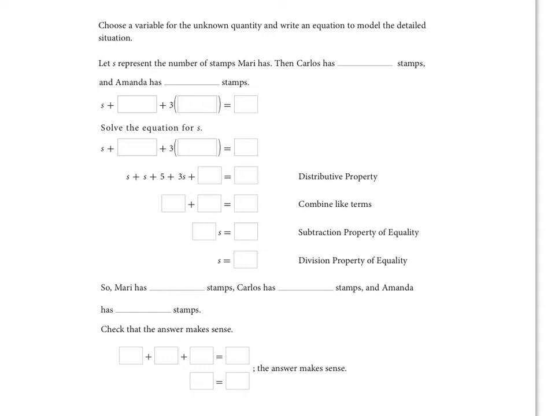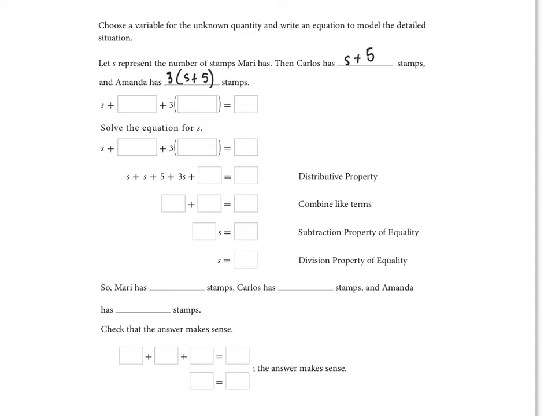Let's fill in the blank here. I'm on the second line. Let S represent the number of stamps Mari has. We've already done that. Carlos is going to have S plus 5 stamps, and Amanda has 3 times that.